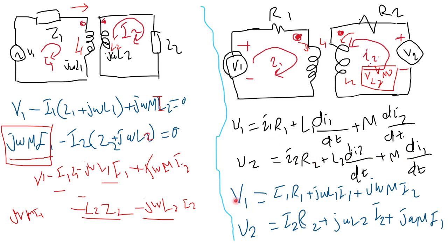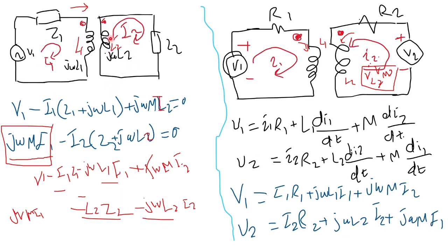In the frequency domain, using phasors, V1 equals I1 R1 plus j omega L1 I1 plus j omega M I2. In the second circuit, V2 would equal I2 R2 plus j omega L2 I2 plus j omega M I1.